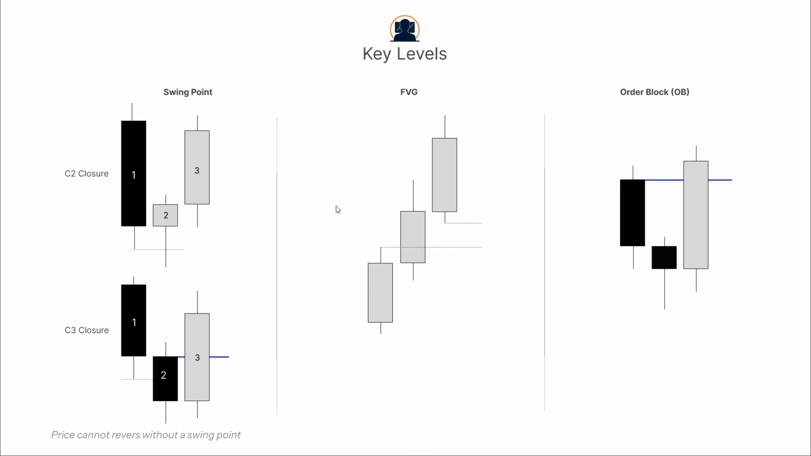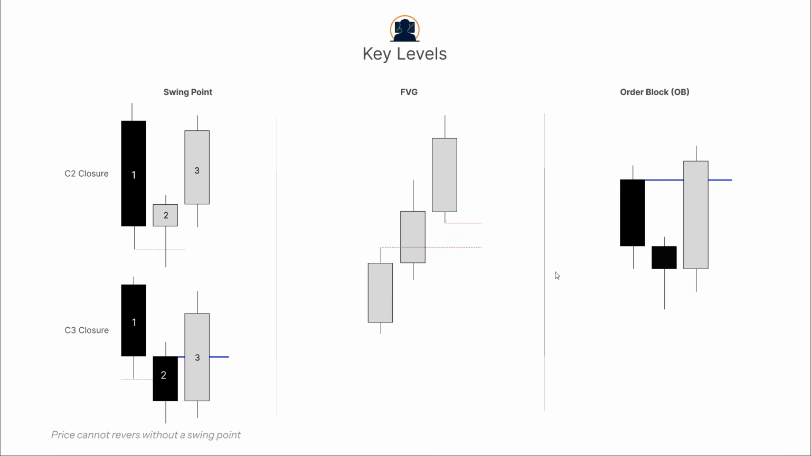Now let's take a look at our second key level, which is a fair value gap. What is a fair value gap? A fair value gap is a 3-candle pattern where candle 1's high doesn't overlap with the low of candle 3. So we have candle 1, candle 2, and candle 3, but the high of candle 1 does not overlap with the low of candle 3, so there is a gap in between.